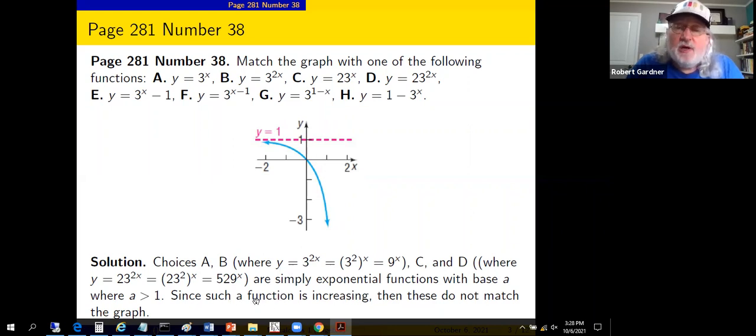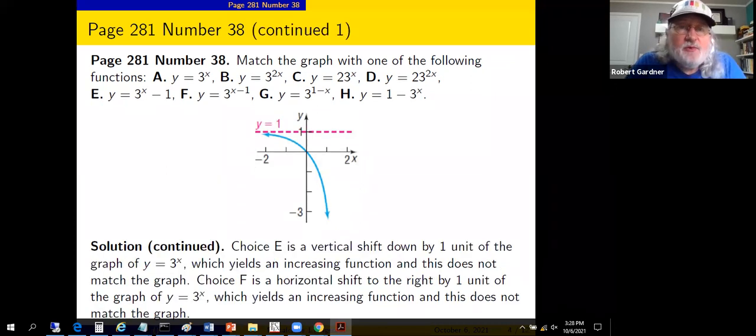Such functions also, if we took a to the x, have to be increasing, and this one's decreasing. So there's another way to eliminate it. Increasingness, the negativeness of this function, that's a problem. All right, let's go to another slide and look at E, F, G, and H. E takes the 3 to the x function and subtracts 1. Subtracting 1 is a vertical shift down by 1 unit of the graph of 3 to the x. 3 to the x is an increasing function. You shift it downward by 1 unit, it's still an increasing function. This is a decreasing function. Can't be E.